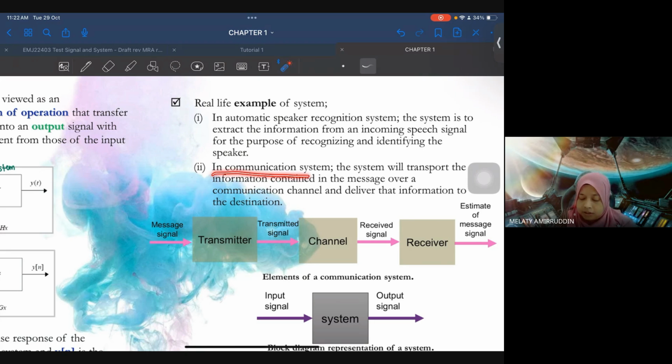So in a communication system, the system will transport information contained in the message over a communication channel and deliver the information to the destination.